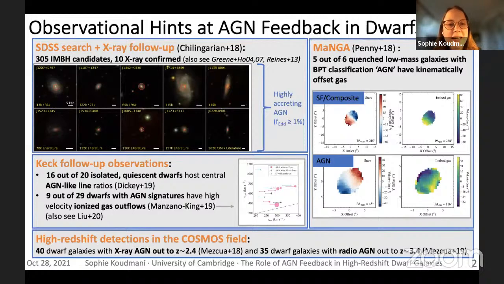The first large samples of dwarf galaxies with AGN were found via systematic searches of SDSS combined with X-ray follow-up observations. By now, there are also many resolved kinematical studies, for example with MaNGA or KECK, which have found evidence of disturbed gas kinematics, as well as direct detections of ionized gas outflows for dwarf galaxies hosting AGN. And the search for AGN in dwarfs is now also being pushed to higher redshifts, for example in the COSMOS field, where X-ray AGN and radio AGN have been detected out to redshifts 2 to 3.